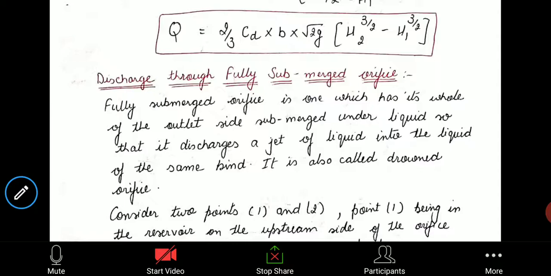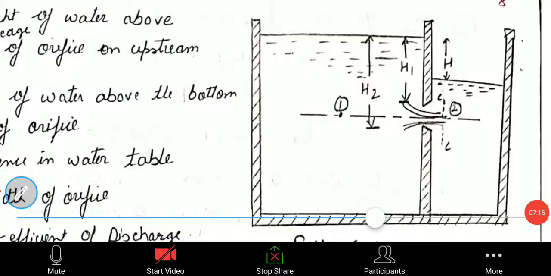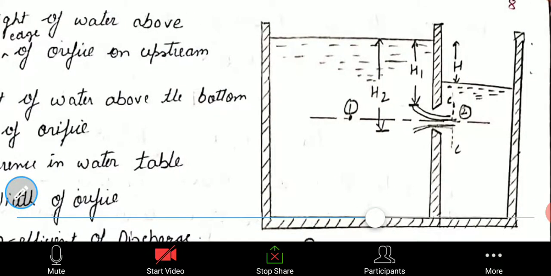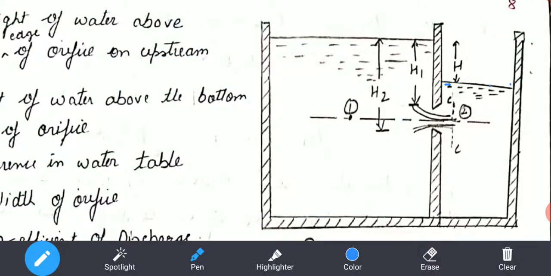So see here, it is shown a submerged type orifice. The orifice is here and outside it some water is also present. It is in submerged condition. From the center of this orifice, we consider two sections: section 1, which is inside this tank, and section 2, which is at the vena contracta.